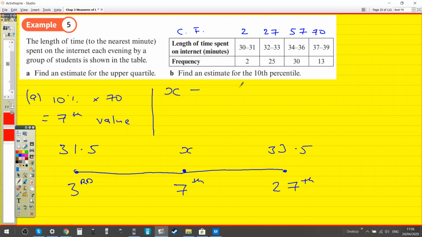Sorry, can you remind me of the formula, please? So it will be this bit of the part out of the total. So X minus 31.5 out of 2. So 33.5 minus 31.5, the class width. Yeah. And any idea about the second bit?